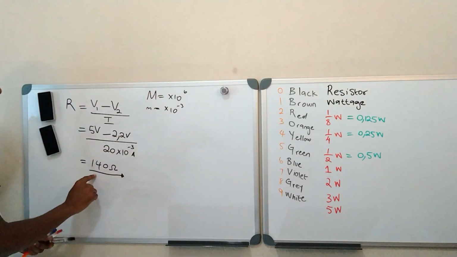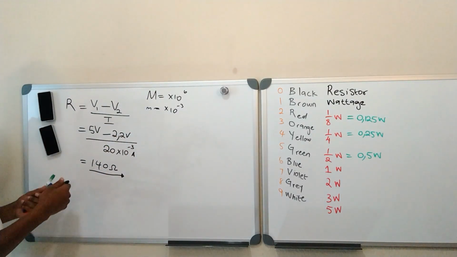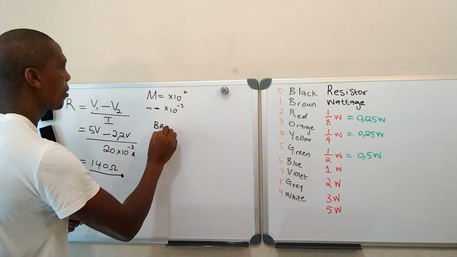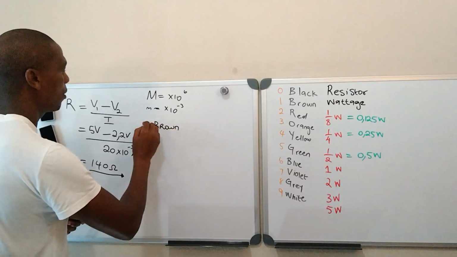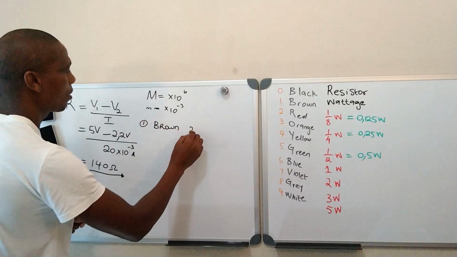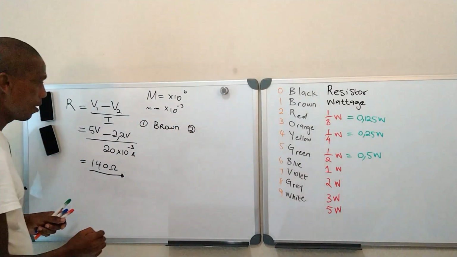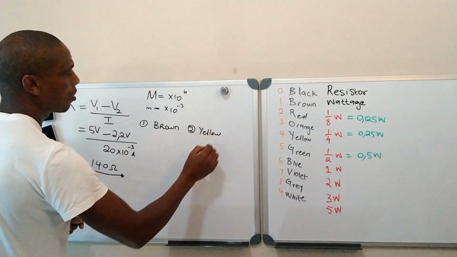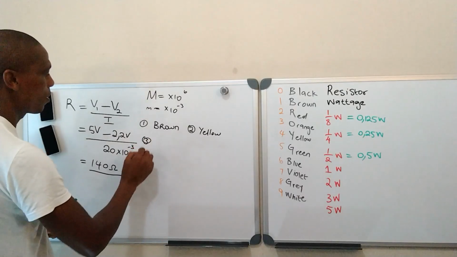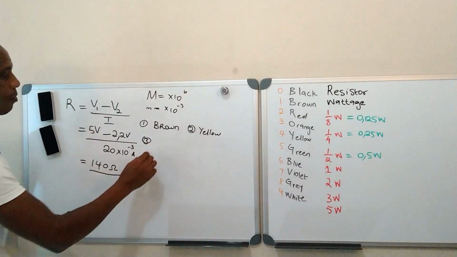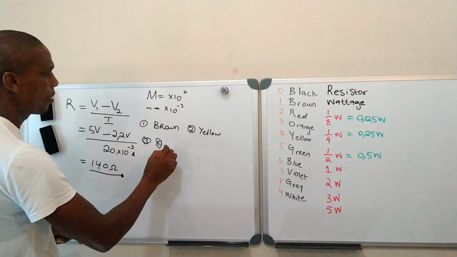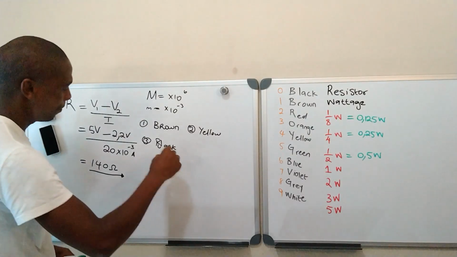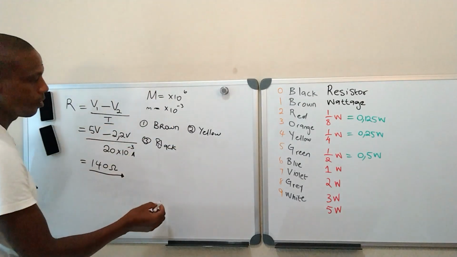So now you go back to the color codes. What is number 1? Brown. Yes, sir. So the first color will be brown. This is the first band. And the second band? Yellow. And the third band? Black. It's black. Yeah, black is the multiplier. And the last one? Gold.